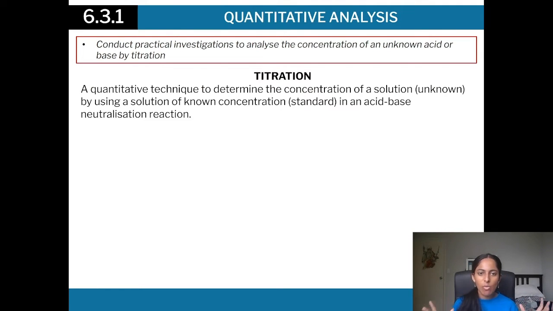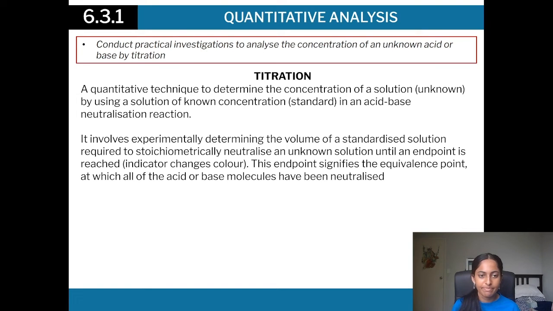Titration is pretty much a quantitative technique that we use to determine the concentration of an unknown solution by using a known solution with a known concentration. And this pretty much has a really long method. It just is using stoichiometry to figure out the concentration of the unknown solution.